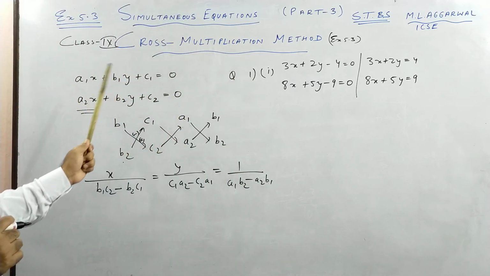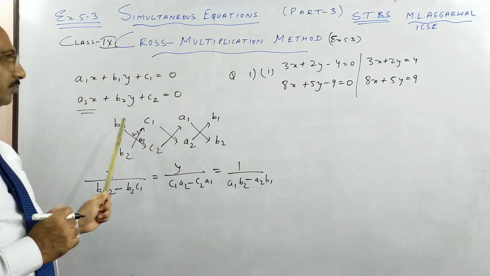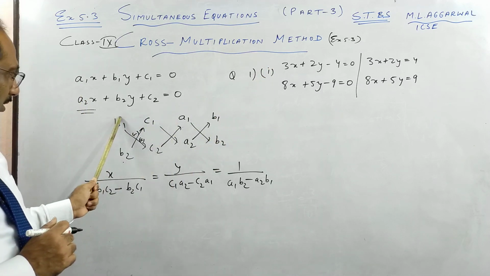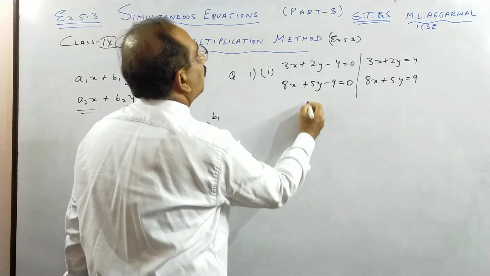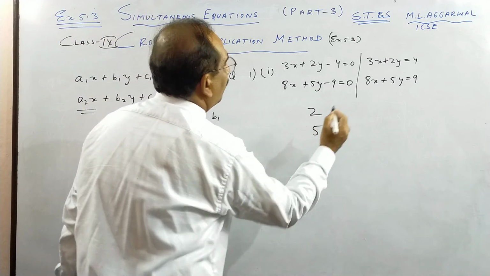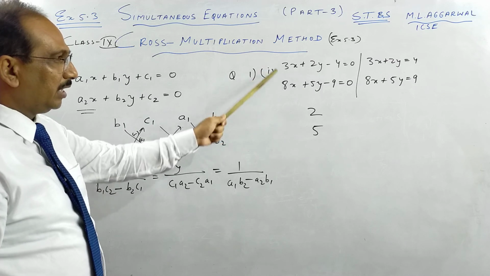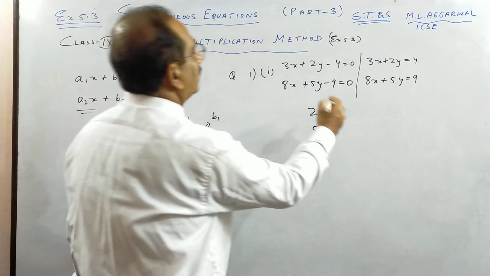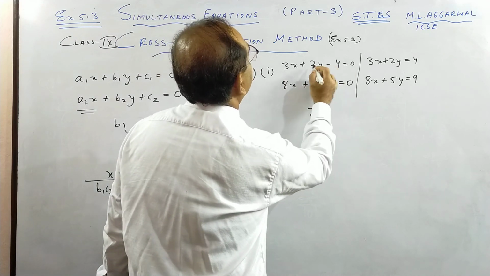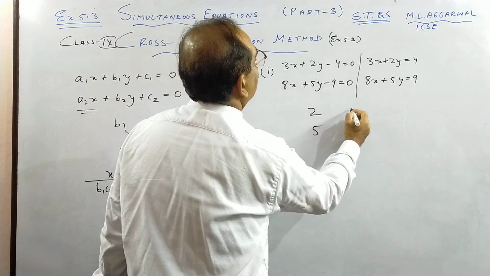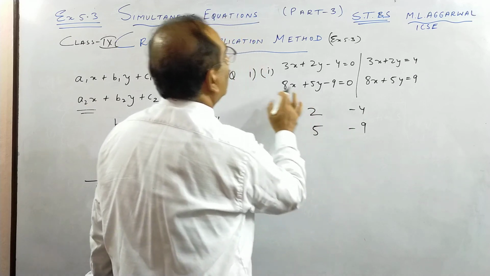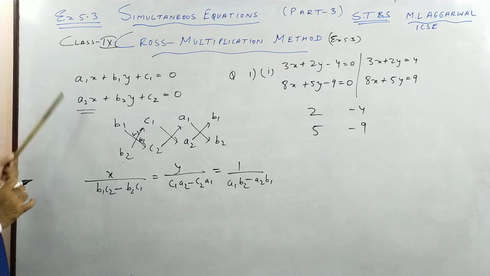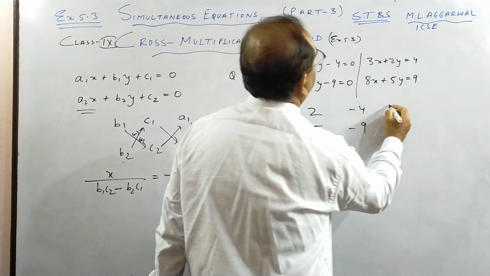See the similarity as we compare. Here in place of a1 a2 we have 3 and 8. I start with b1 b2, so I write 2, 5. Don't start with a1 a2, the coefficients of x. Then comes c1 c2: minus 4, minus 9. Now come to a1 a2, meaning the coefficients of x: 3 and 8.